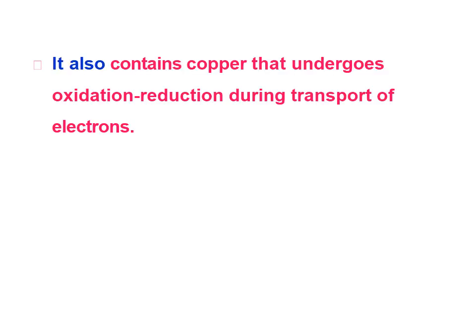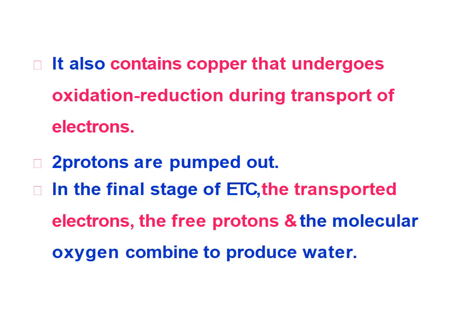It also contains copper that undergoes oxidation reduction during the transport of electrons. The two protons are pumped out of the electron transport system. In the final stage of the electron transport chain, the transported electrons, the free protons and the molecular oxygen combine to produce water. So in the final stage, the electron from the substrate will pass through complex 1, complex 3 and complex 4, and finally it will combine with oxygen to produce water.